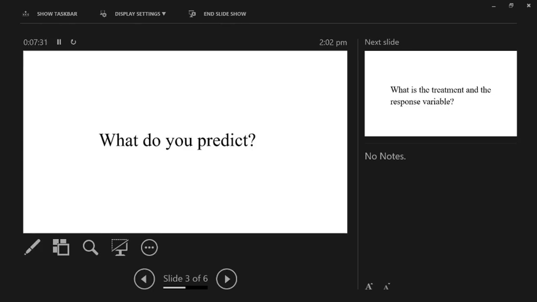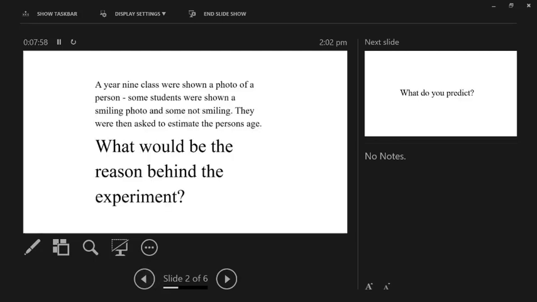I think that smiling makes you look more youthful. Therefore, I predict that the ages guessed for smiling photos will be a younger age than the non-smiling photos. There you go. So you think that the effect of smiling will make you look more youthful, so people are going to guess a younger age for the smiling photos. But remember when we go back to our question, they were trying to estimate the person's age. Were they just trying to see whether you look younger or older in one of them?